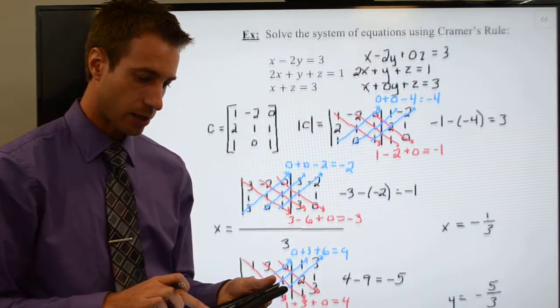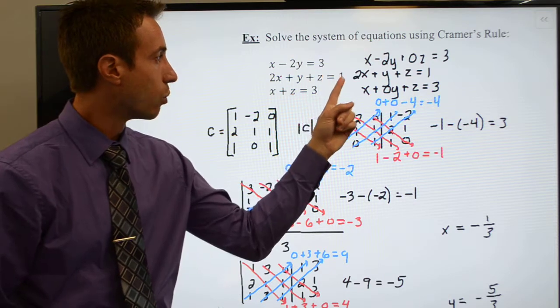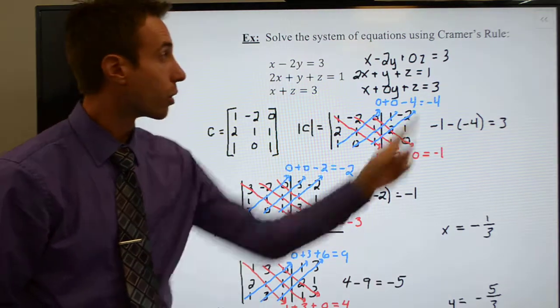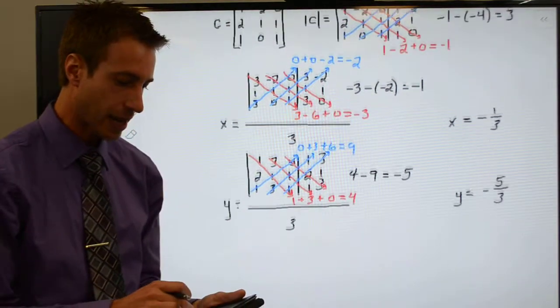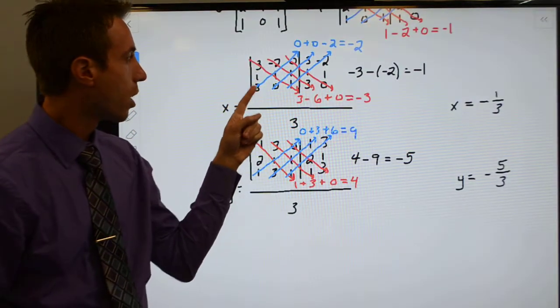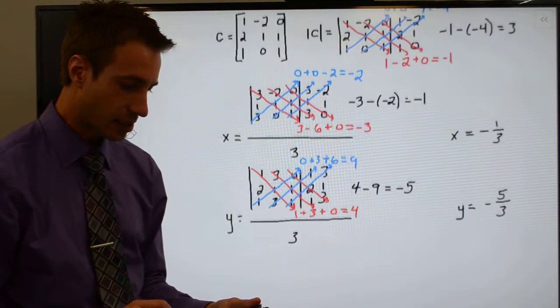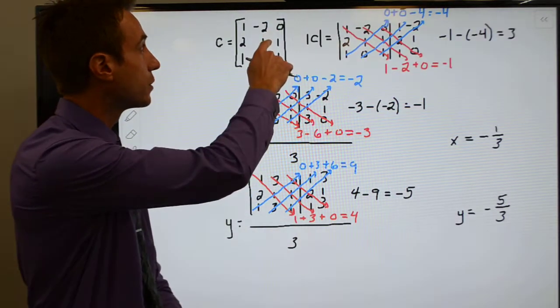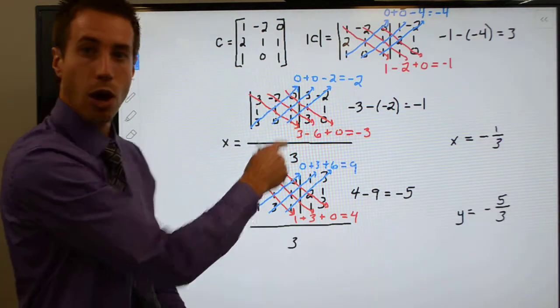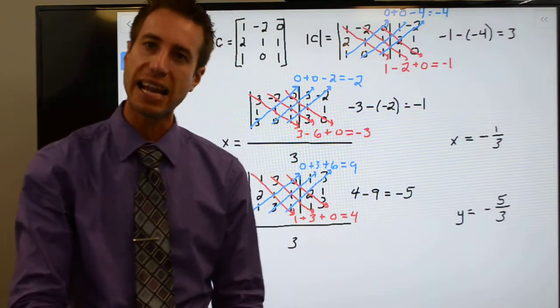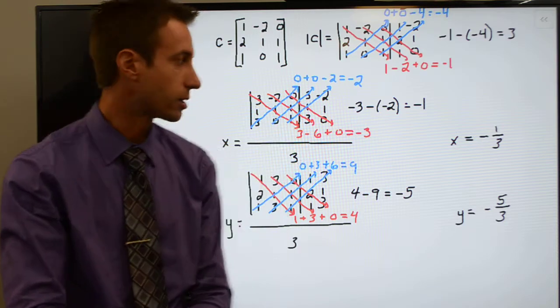Well, these are my constants right here: 3, 1, and 3. Or 3, 1, and 3 in your new equation. So that's exactly what I put in. 3, 1, and 3. Everything else stays exactly the same, right? -2, 1, 0, 0, 1, 1. I'm just replacing the x coefficients with my constants.